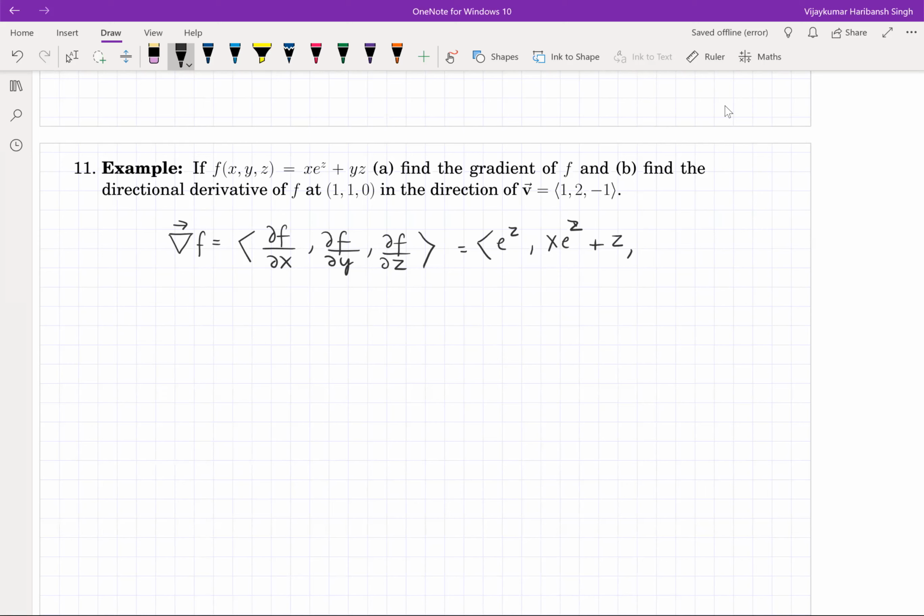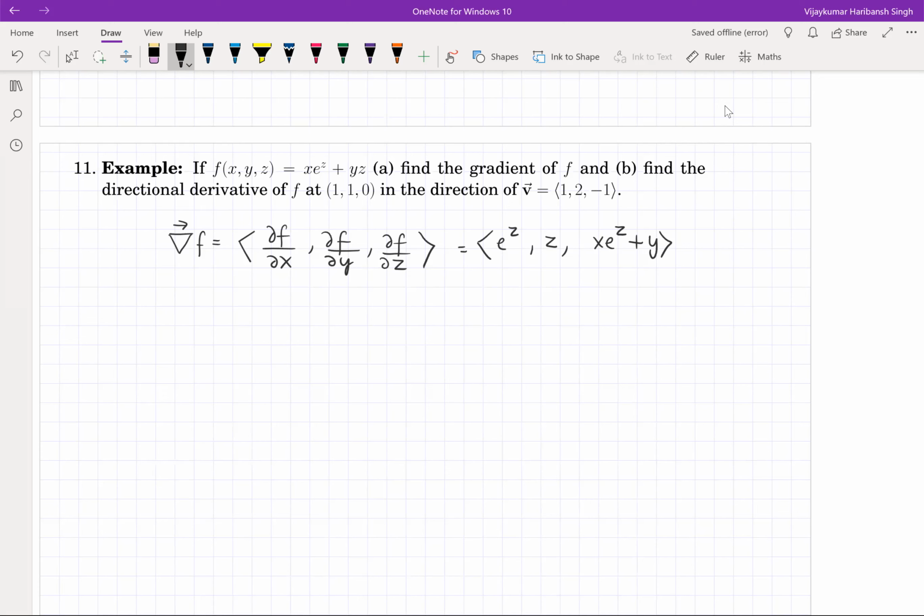And then the partial derivative with respect to z is going to be, hold on a second, I'm doing the partial derivative with respect to y. So when I do the partial derivative with respect to y, this will become 0. I'm simply going to get z. And then when I do the partial derivative with respect to z, x is a constant, comes out, the derivative of e to the z is e to the z, plus the derivative of yz with respect to z is going to be y. So this is the gradient.